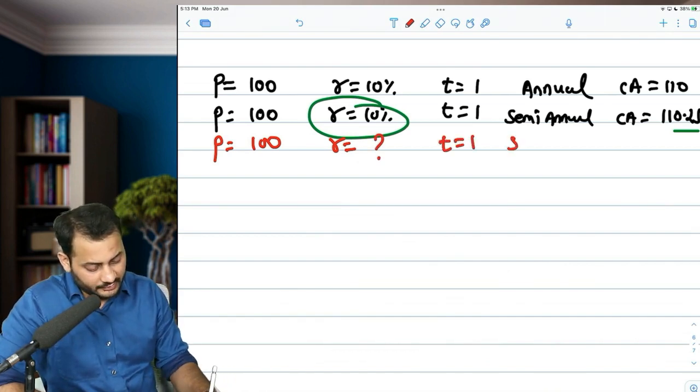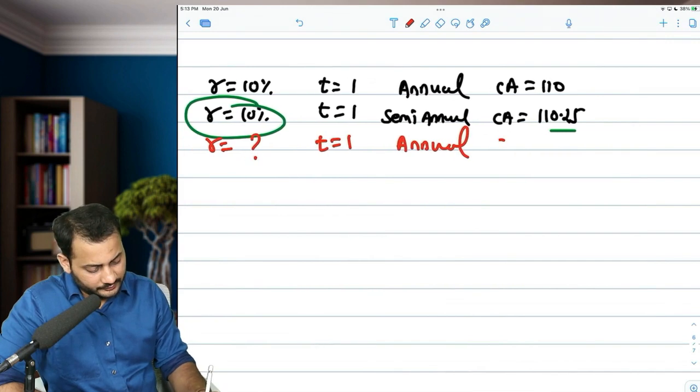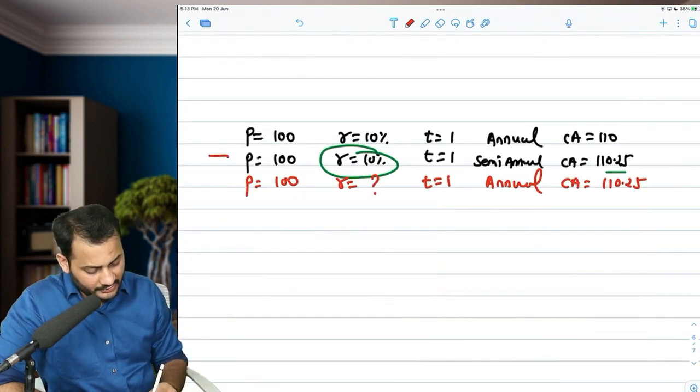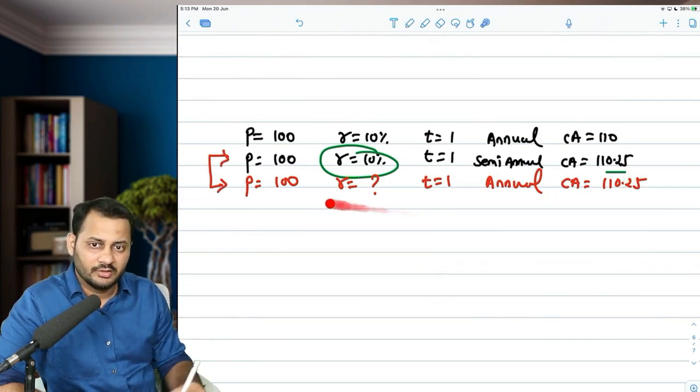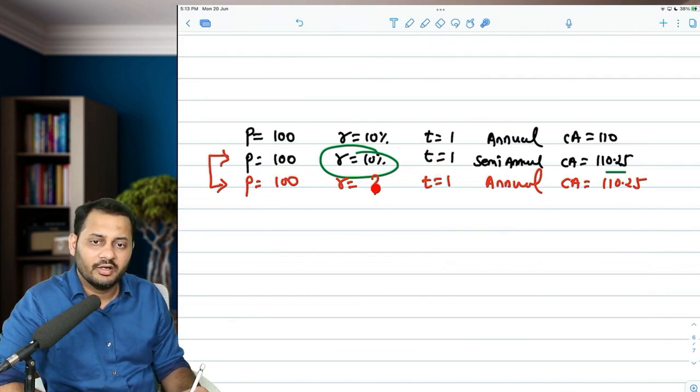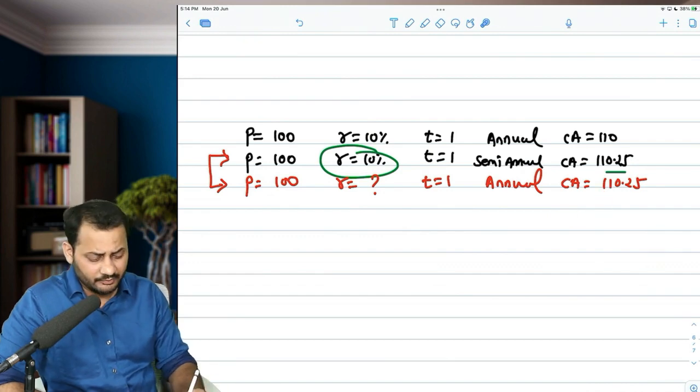Time is 1 year. It's not semi-annual now, it's annual compounding now, and the amount is the same. Compound amount is 110.25. Now these two cases are similar because the end result is the same. The investment is the same, time is the same. What I want to ask you is what rate of interest is required annually in annual compounding to make 100 rupees into 110.25? And it's very simple.